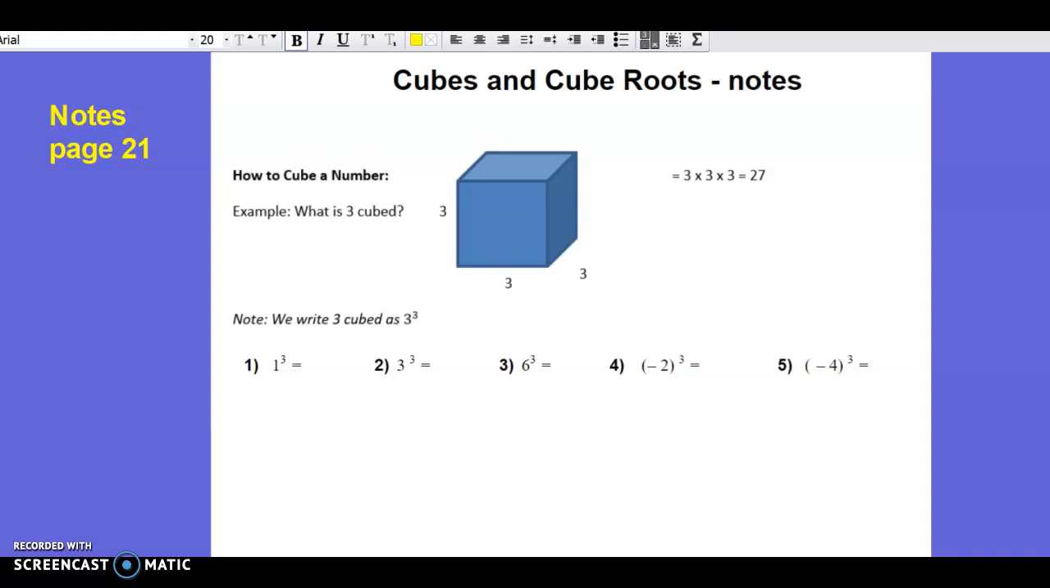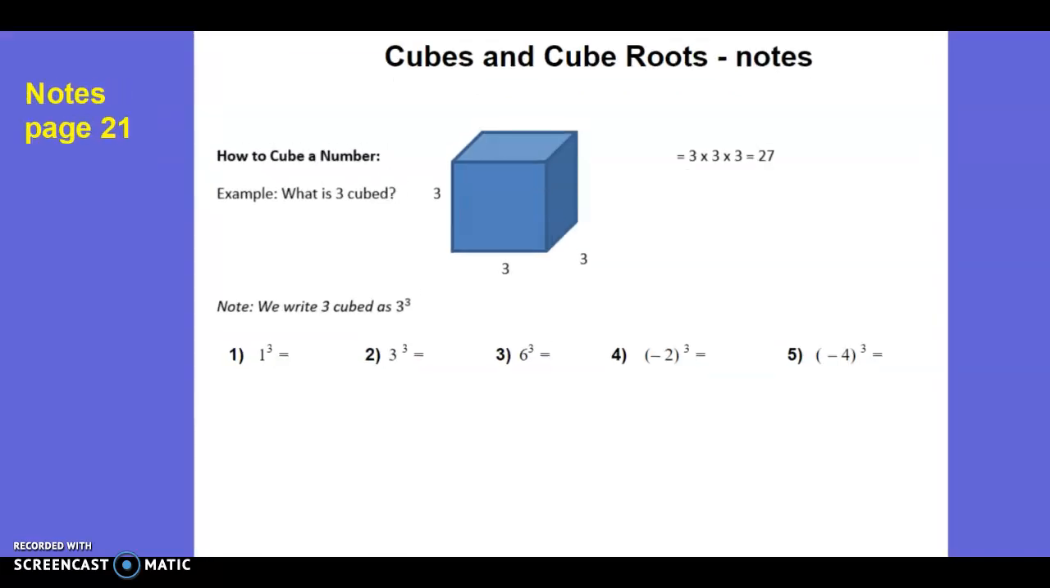So when we talk about cubing in terms of numbers, we're talking about taking a number times itself 3 times. So if you think about that box and you think about the length, the width, and the height all being the same, that's what we're doing when we're cubing something, is we're taking those 3 dimensions and we're multiplying them together. So 3 cubed means 3 times 3 times 3, and the answer would be 27.